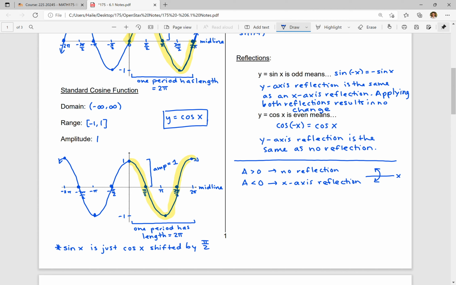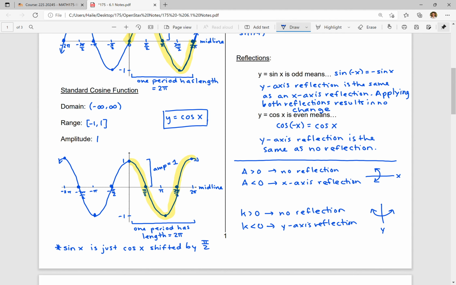On the other hand, if that number k in your equation is positive, again, we have no reflection. However, if k is negative, then we have a y-axis reflection. And just a little picture for you to reference, suppose that's your y-axis. That would mean that you're reflecting this way across the y-axis. Okay, so that's all of the rules for transformations.